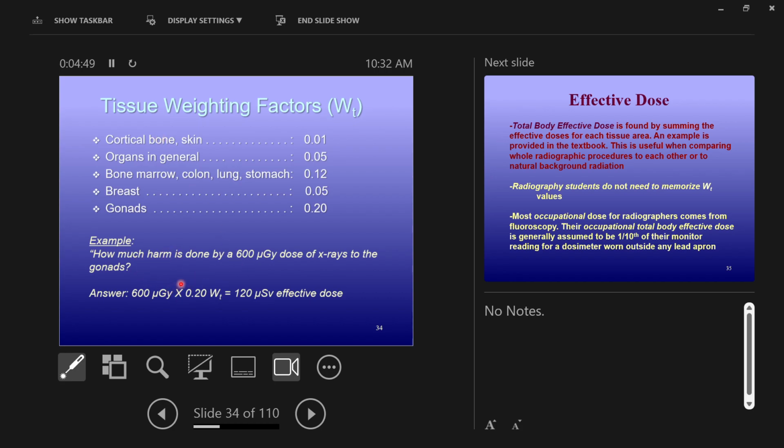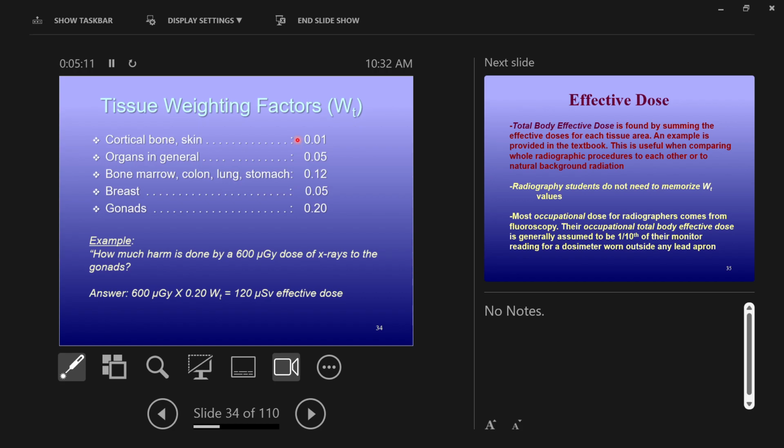This was 600 micrograys to the gonads. So you just take 600 micrograys and you multiply the number 600 by the number for gonads, which is 0.2. So 600 times 0.2 is just 120. So it becomes 120 microsieverts.